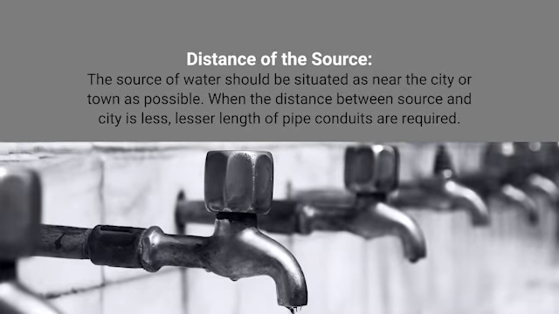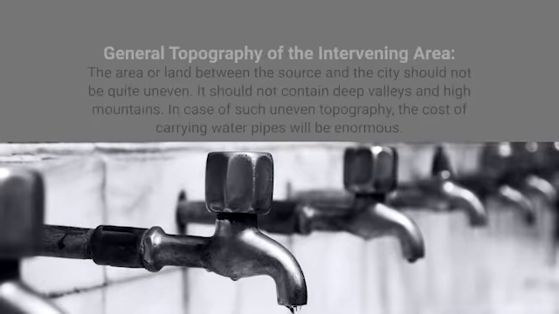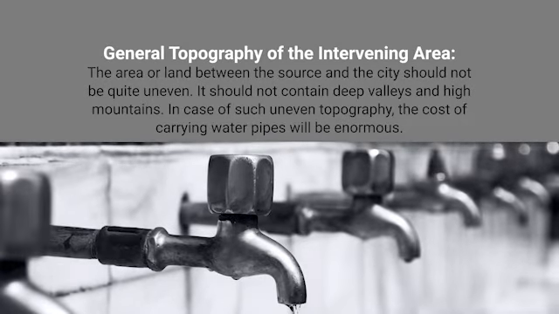Distance of the source. This is one of the important factors. The source of water should be situated as near the city or town as possible. When the distance between source and city is less, a shorter length of pipe conduit is required. Topography of the intervening area. The area or land between the source and the city should not be quite uneven. It should not contain deep valleys and high mountains. In case of such uneven topography, the cost of carrying water pipes will be enormous.